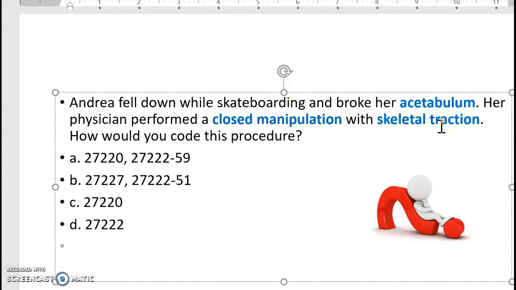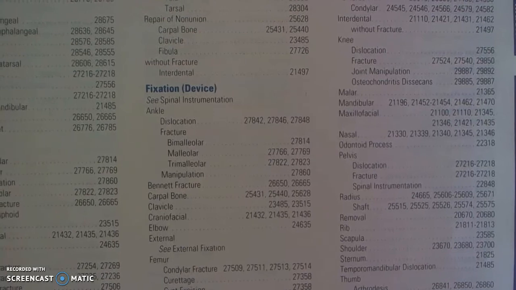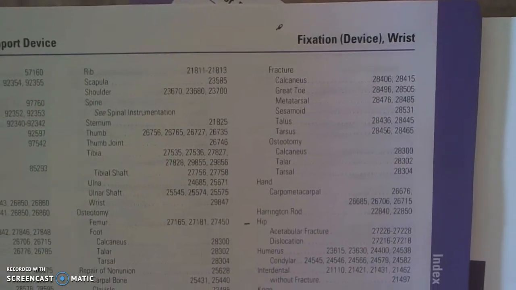So what exactly did the doctor do? Everything that you're looking at is called fixation. So we will look for the word fixation. I'm in the index of the CPT manual. You can see it says fixation device wrist. Easy for me to find.